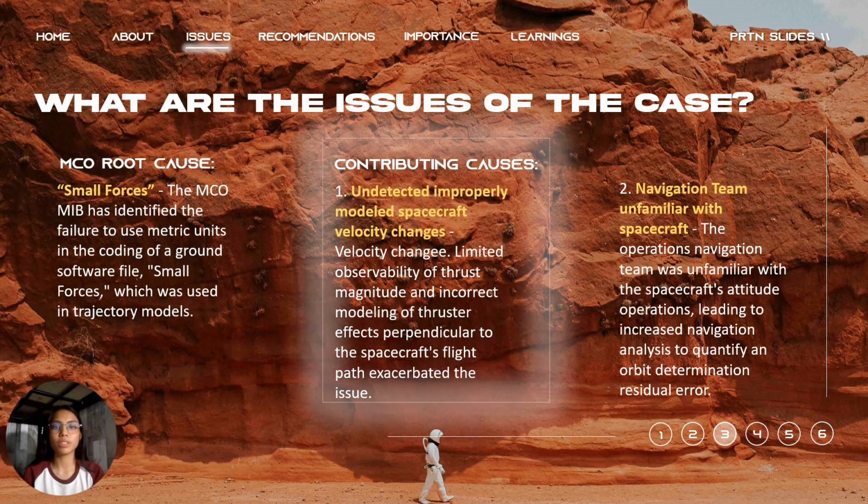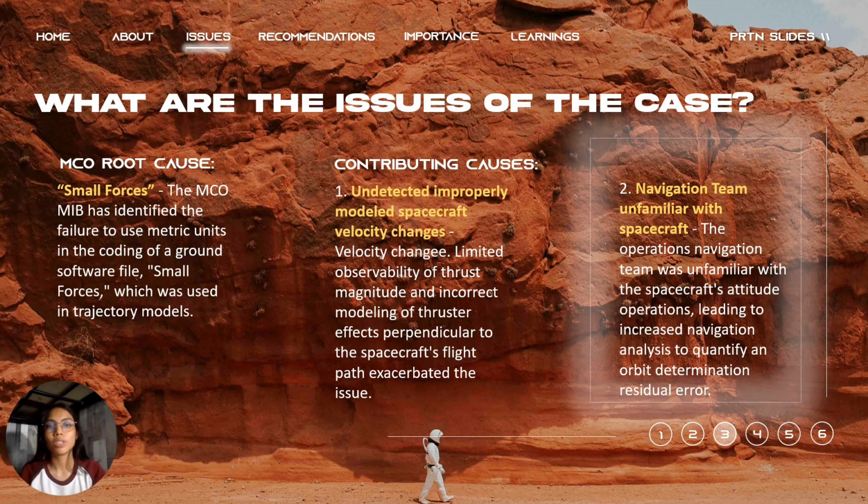Of 8 contributing causes, number 1: undetected improperly modeled spacecraft velocity changes. Due to improperly modeled spacecraft velocity changes, ground software AMD data incorrectly reported impulse bit values in English units, leading to delayed use of accurate trajectory data. Limited observability of thrust magnitude and incorrect modeling of thruster effects perpendicular to the spacecraft's flight path exacerbated the issue, leading to an inaccurate trajectory estimation and mission failure.